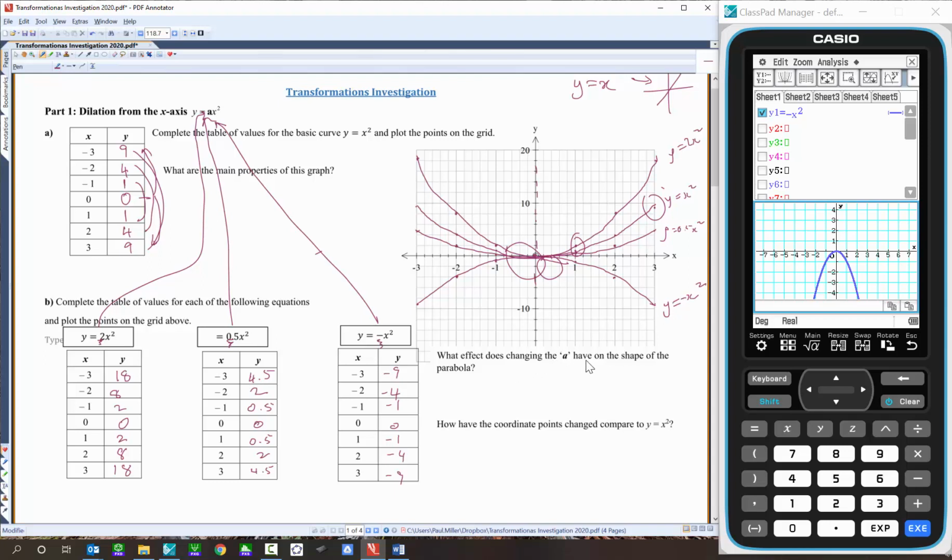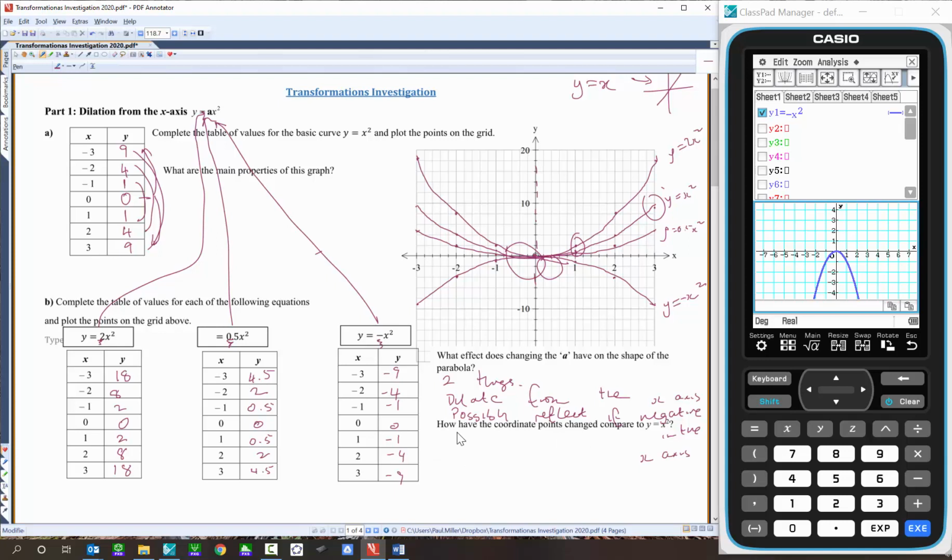So what effect does changing the a value have on the shape of the parabola? Okay, so two things. What it will do is dilate from the x-axis and possibly reflect if negative. So if it's a negative sign, we'll reflect in the x-axis. It's important to note that it's going to be a reflection in the x-axis because later on we'll start reflecting in the y-axis as well, and we've got to make sure that we state which one it will be.